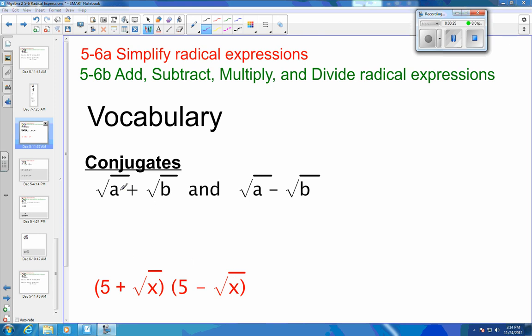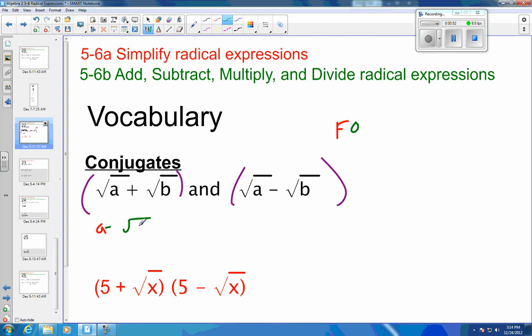So let's do the conjugates of square root of a plus square root of b. We're just going to multiply these two things together and see how helpful this is. So again, I'm going to FOIL. I've got my first, square root of a times the square root of a, is just a. And then I've got my outers, square root of a times the square root of b would be minus the square root of ab.